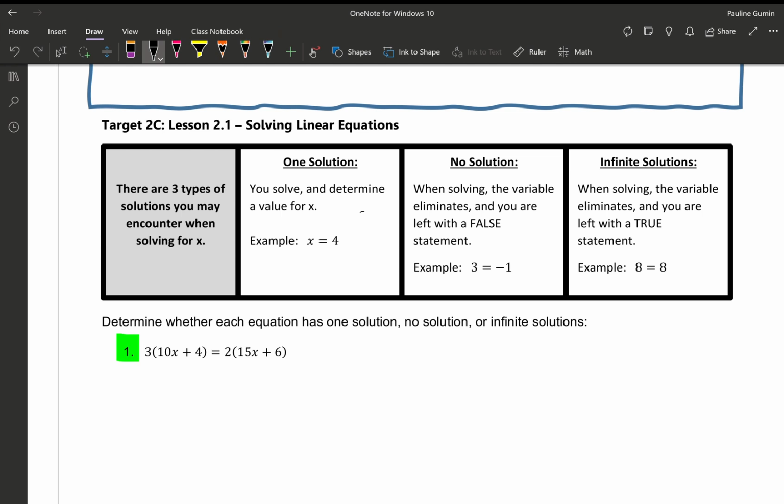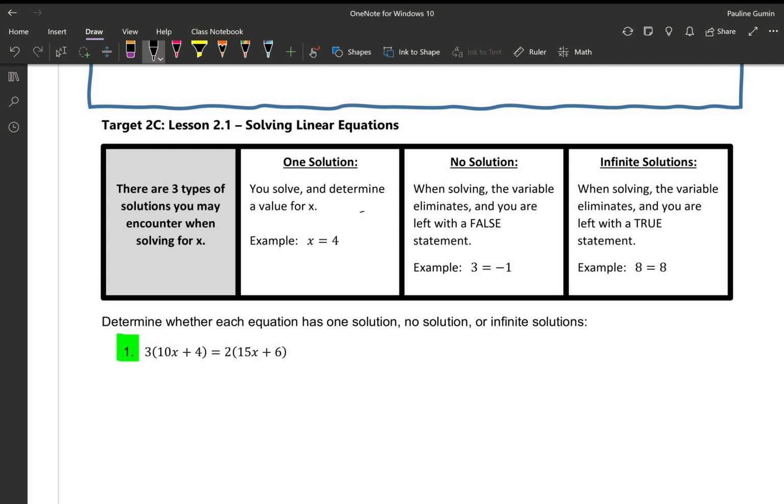Another one is when we solve a problem, the variable eliminates completely and we're left with an incorrect, a false statement. For example, 3 equaling negative 1. That's just not true. When that happens, we have no solution.